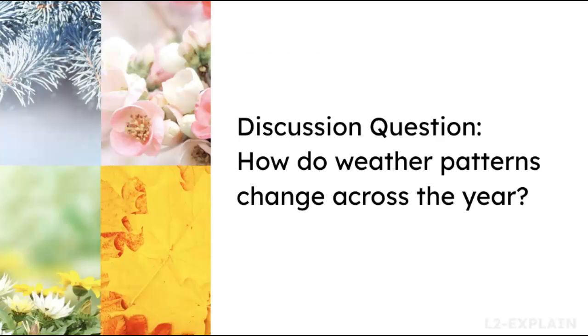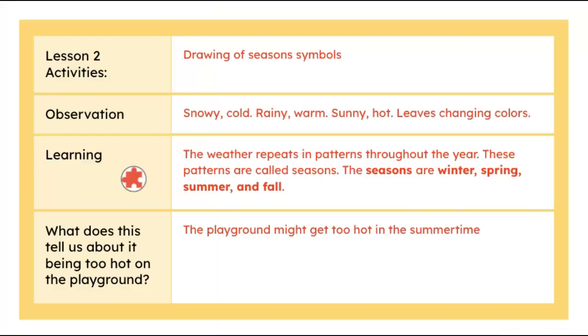In the Explain portion of the lesson, students will engage in a class discussion to use evidence from their research to identify the seasons. You will use the provided questions to guide the discussion around how do weather patterns change across the year. The goal of this discussion is to analyze weather patterns throughout the year and identify the pattern of the seasons. From the discussion, students should understand that the weather repeats in patterns called seasons, which occur in the order of winter, spring, summer, and fall. Students will be able to understand that the playground might get too hot in the summertime.